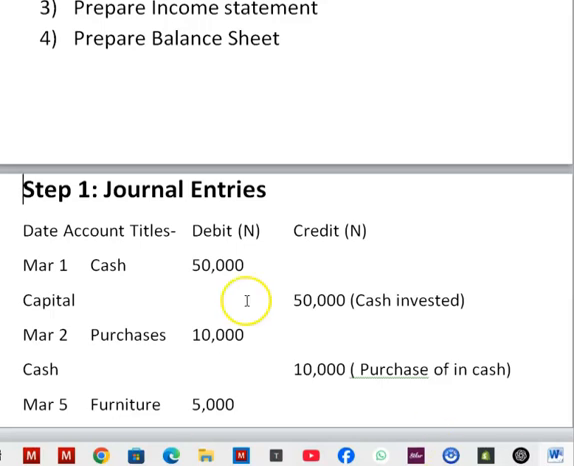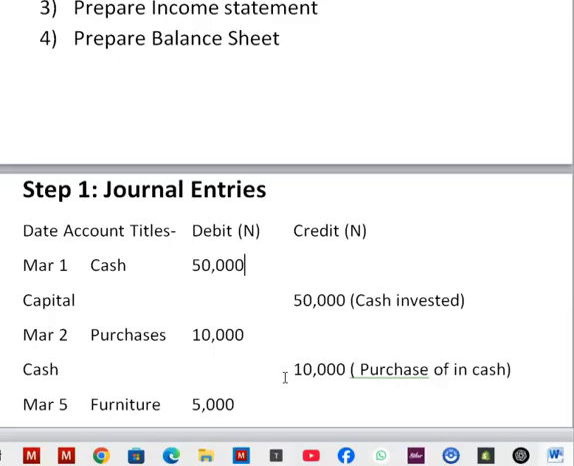We can see this here. This is cash being debited and capital credited, cash invested into the business. Remember, we have a column here, the debit, and the credit. Okay, we'll go to the next one. The next one is purchase of goods in cash. This is also a two fold account here. The accounts involved are purchases and cash.